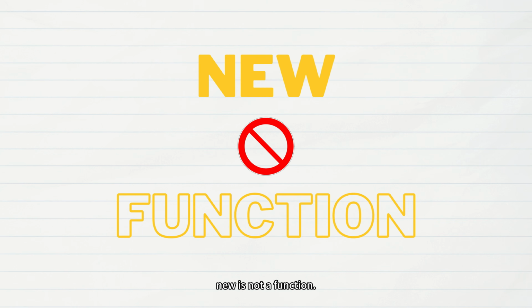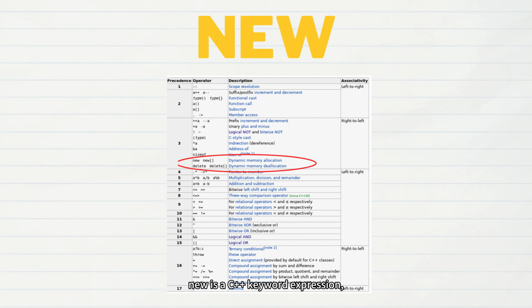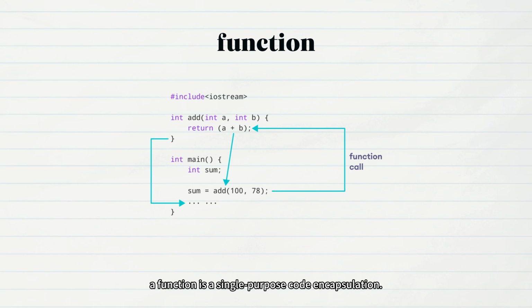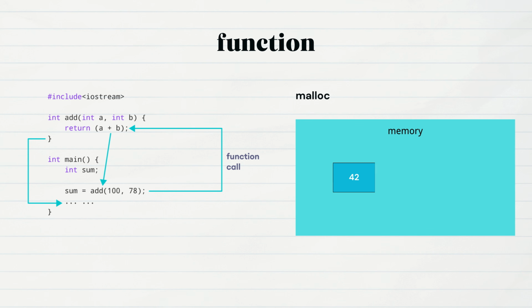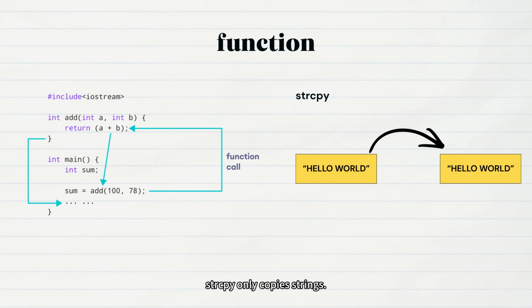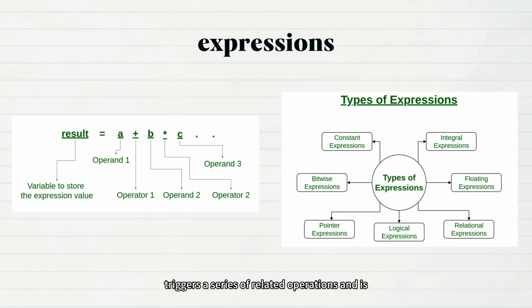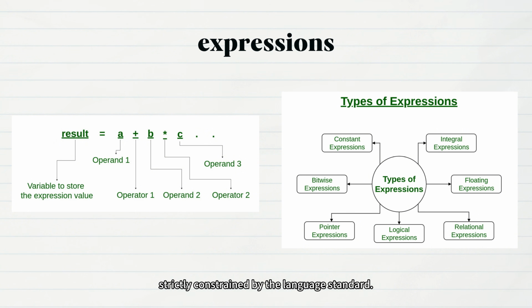New is not a function. New is a C++ keyword expression, not an ordinary function. The essential difference between the two is a function is a single-purpose code encapsulation. For example, malloc only allocates memory. strcpy only copies strings, whereas an expression is a predefined language-level execution sequence that triggers a series of related operations and is strictly constrained by the language standard.